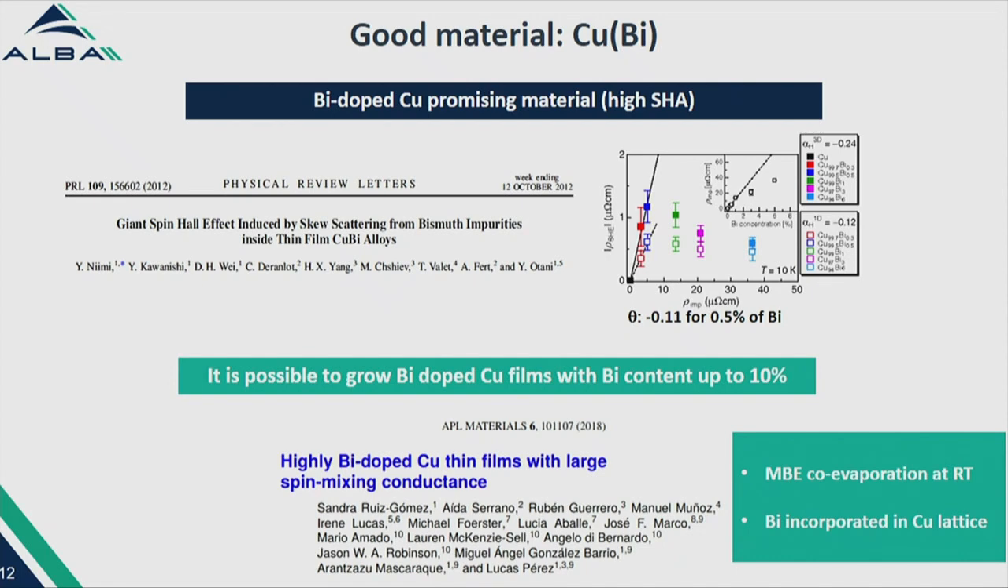possible to increase quite a lot this bismuth doping, up to a few percent, by molecular beam epitaxy co-evaporation of copper and bismuth onto a substrate at room temperature. If you increase the temperature to 100 C, there's already segregation, but like this, at room temperature, bismuth really incorporates into the copper lattice, and there is no segregation.